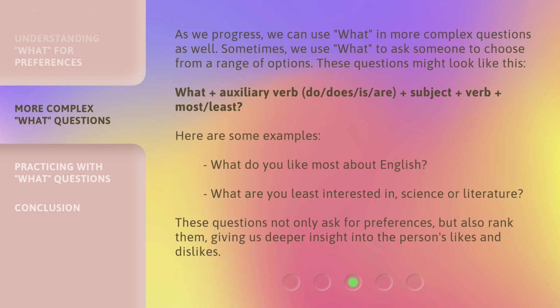Here are some examples. What do you like most about English? What are you least interested in, science or literature? These questions not only ask for preferences, but also rank them, giving us deeper insight into the person's likes and dislikes.